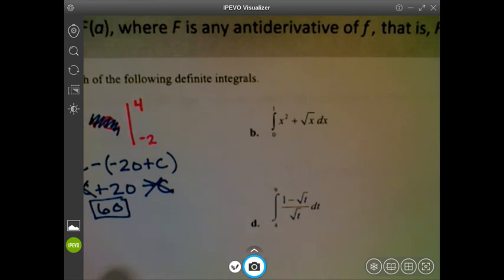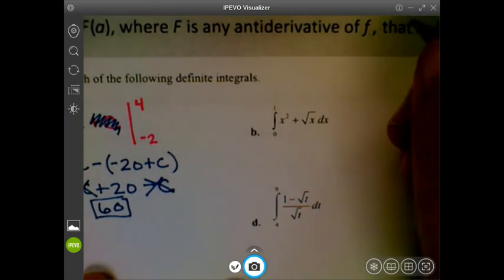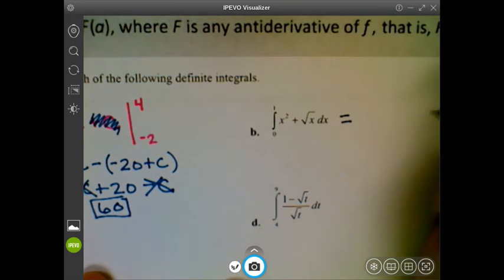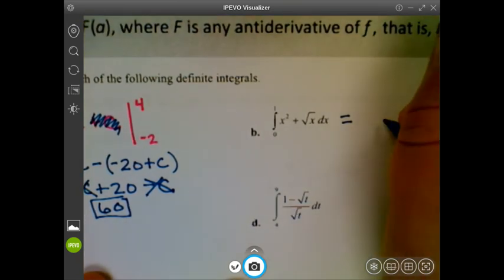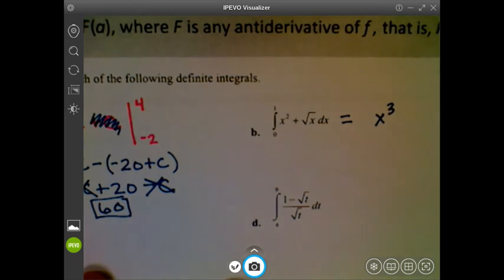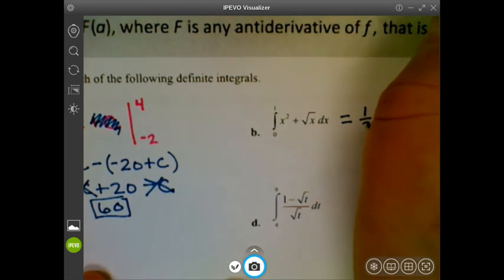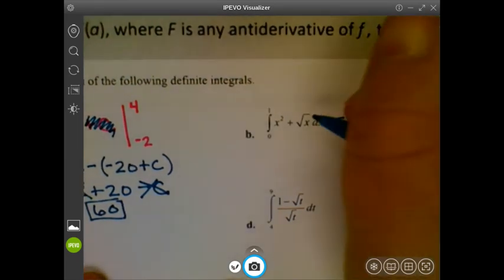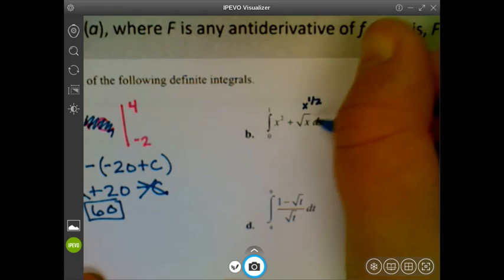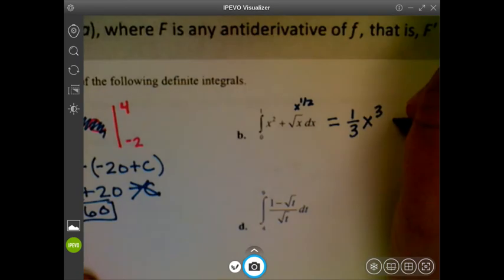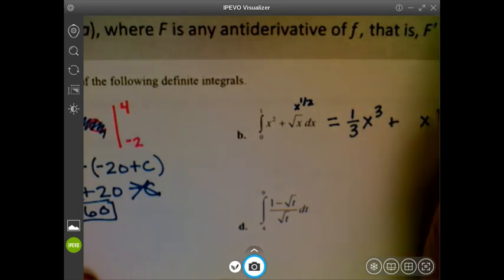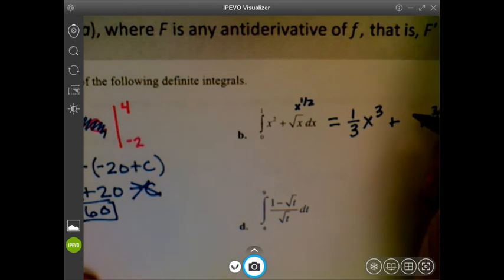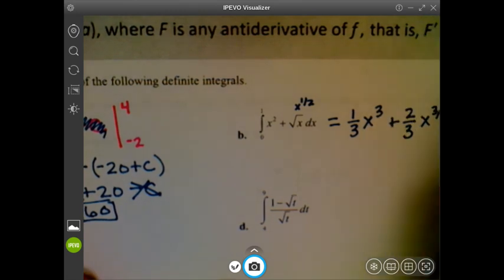All right, so here's the next one. Integral from 0 to 1, x squared plus the square root of x. Let's go ahead and take the integral first. So x, add to the power, divide by the power. This is x to the 1/2, right? If you ever need to just write that down so you can see. So add to the power, that would be 3/2. Divide by that power is 2/3.